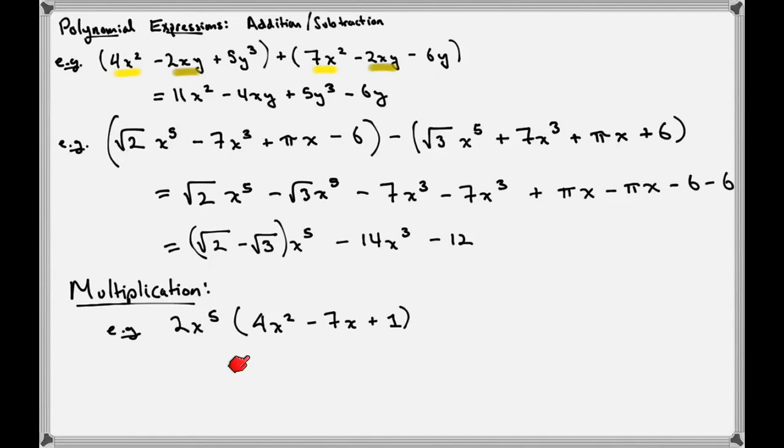So I'll have 2 times 4 gets me 8. And then I'm going to take x to the 5th times x squared. Those exponents add to x to the 7th. I'm going to have 2 times minus 7, so that gets me minus 14. And again, adding the exponents, x to the 5th times x to the 1st gives me x to the 6th. And then finally, multiplying this by 1 doesn't change the term at all, and I have 2x to the 5th.